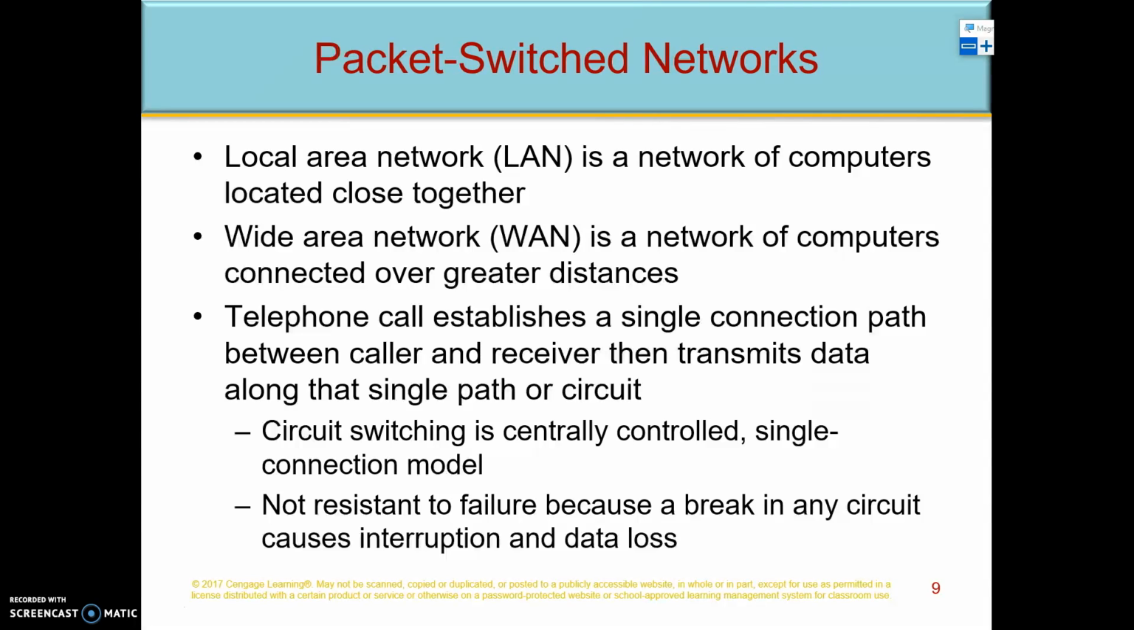A telephone call establishes a single connection path between caller and receiver, and then transmits data along that single path or circuit. This is going back to packet switch networks. Circuit switching is centrally controlled and is a single connection model. And it's not resistant to failure because a break in any circuit causes interruption and data loss.